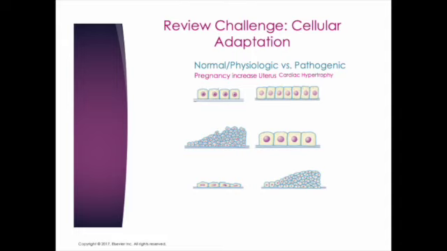And so the anatomic changes that you can see, such as benign prostatic hyperplasia or BPH, can occur, where the hyperplasia of the epithelial and stromal cells lead to the formation of grossly visible nodules. You can see here, normal physiologic, pregnancy increases the uterus, pathogenic, cardiac hypertrophy.